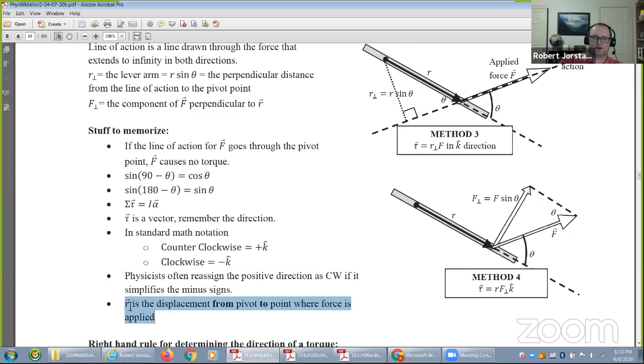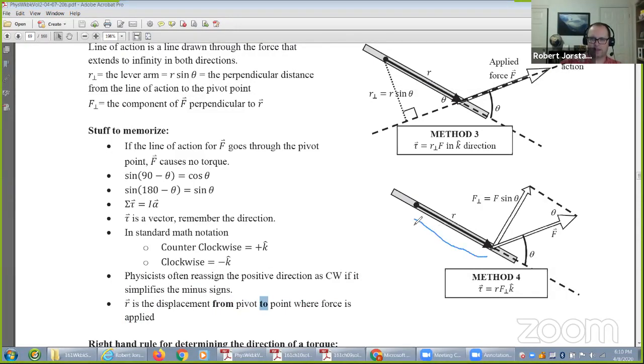Finally, R. What does R mean? It has a very specific meaning. Make sure you know the real meaning of R. It's not just some random radius. It's from the pivot to the point where the force is applied. So it is not, to be clear, it is not this way. That is wrong. It has to go from the pivot to the force. One more time, from the pivot to the force. Don't screw that up. Okay. All right. Made it through that.